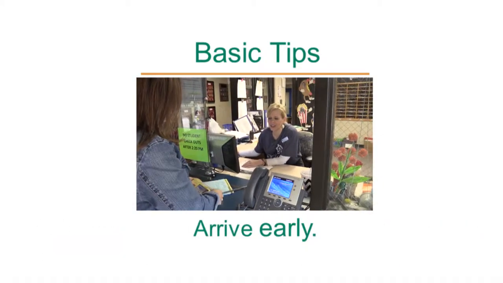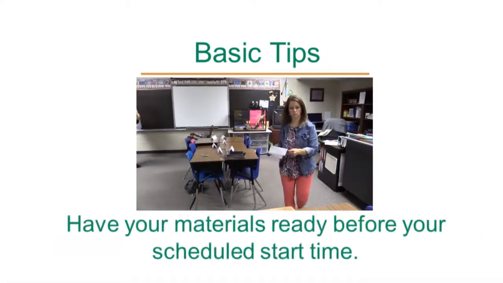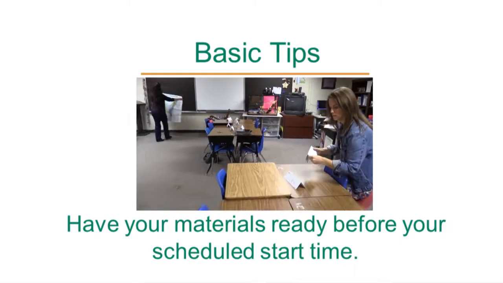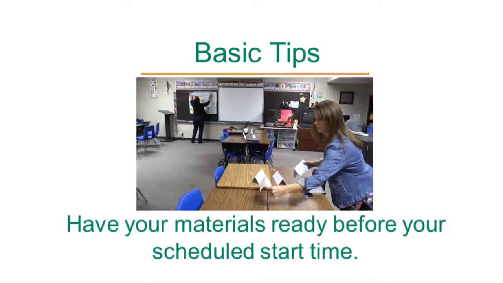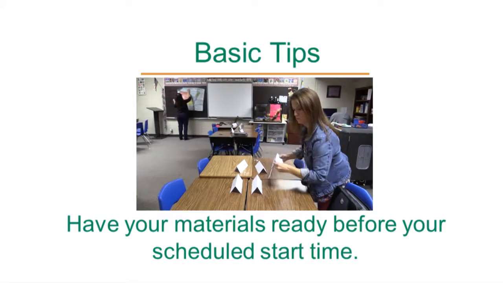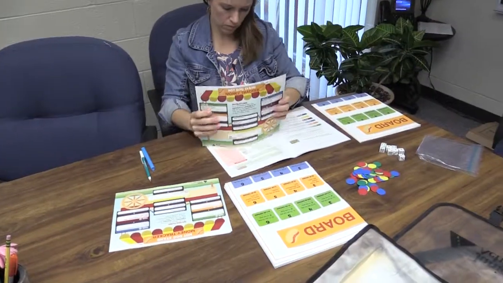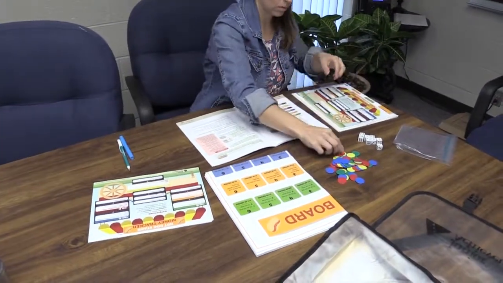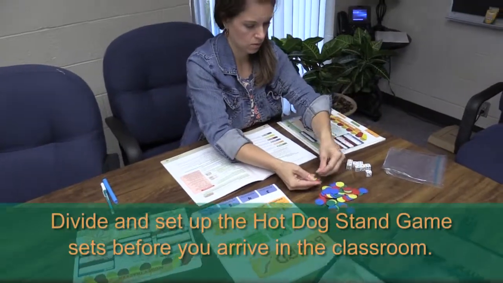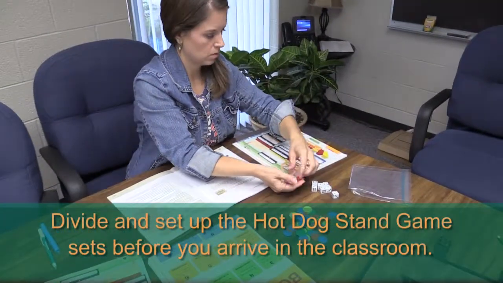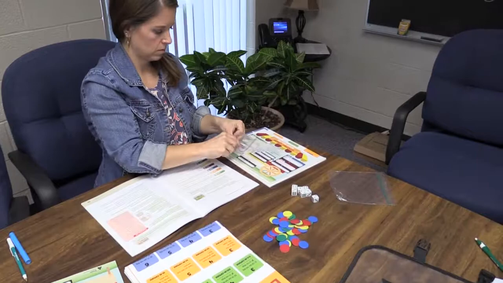Arrive early and have your materials ready to go before your scheduled start time, including distributing table tents and getting your JA banner and posters in place. Specifically, as mentioned in the JA Our Region Planning Your Session video, you'll want to divide and set up the hot dog stand game sets before you arrive in the classroom.